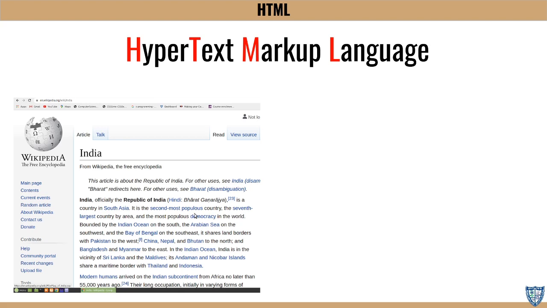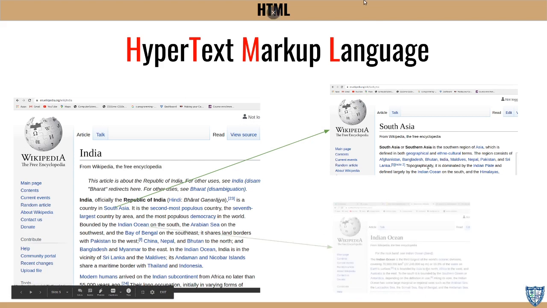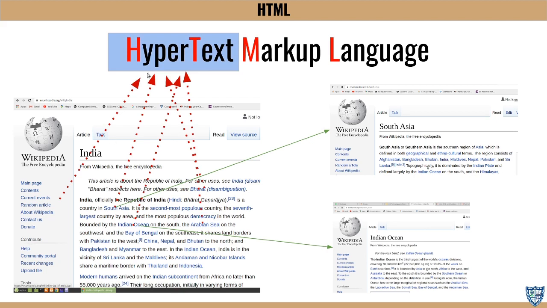Like that it goes. Whatever text that you can click to navigate or to go to another web page is known as hypertext. For example, if I click South Asia, then we will be navigated to another web page explaining about South Asia. If I click on Indian Ocean, I am going to another web page explaining about Indian Ocean. So, in short, all these are called hypertext. Whatever you can click on a web page is called hypertext.